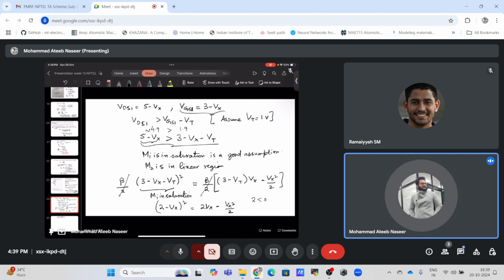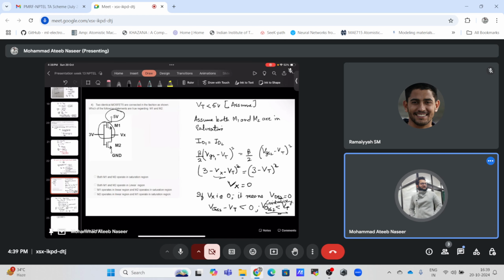So what we have obtained is that M1 operates in the saturation region and M2 operates in the linear region. I guess there is, yes, there is one option: M2 operates in the linear region and M1 operates in the saturation region for this case. So I guess that's it from my side, and that is all I had to teach today.